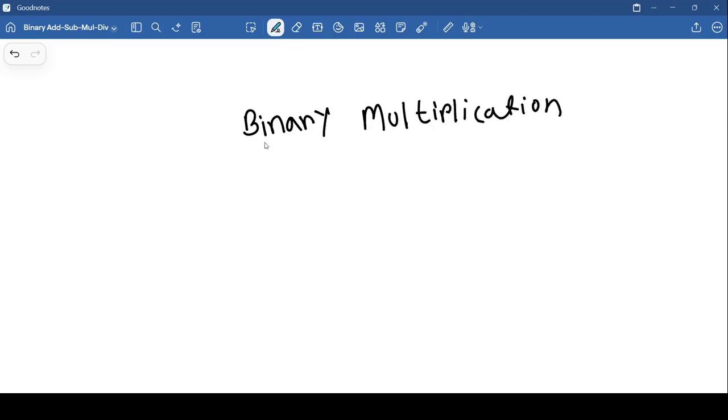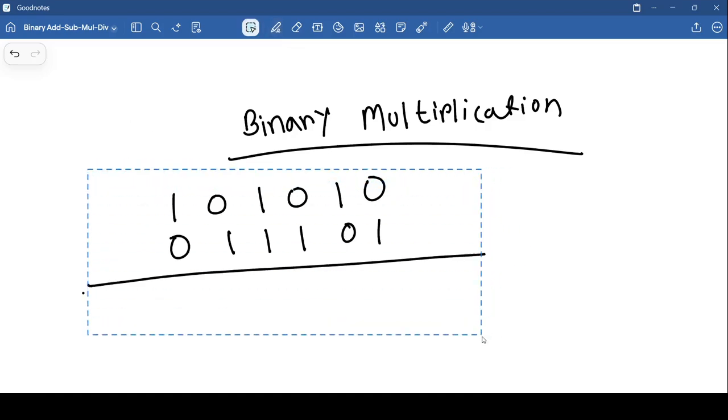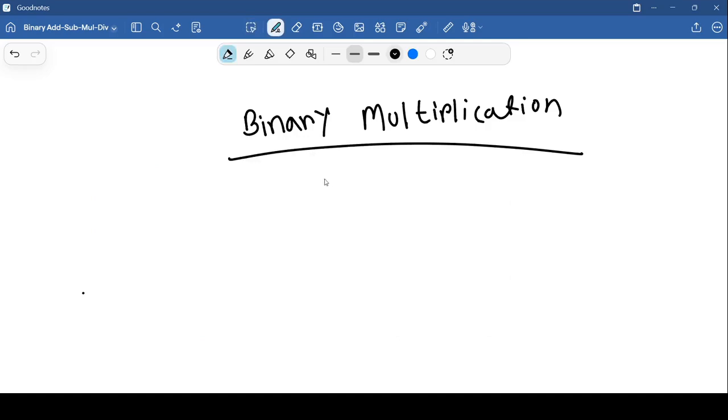Now we will see binary multiplication. So here given 1 0 1 0 1 0 and 0 1 1 1 0 1. Okay, this is too big, so we can take much shorter numbers. Okay, so 1 1 0, and we can take 1 1.